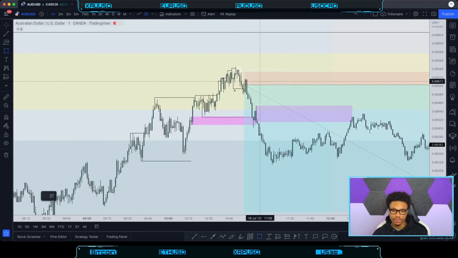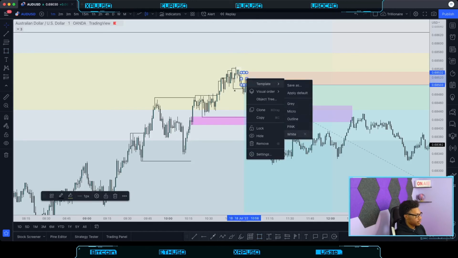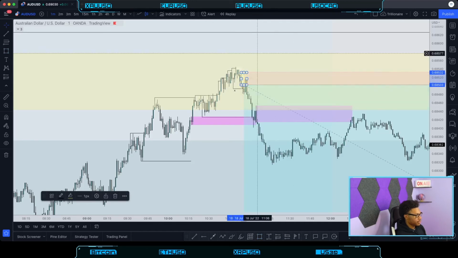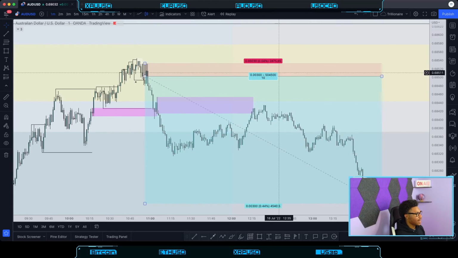We took an entry here, let's just make this gray for the time being. We took an entry here once price tapped back into the supply that was responsible for flipping our demand, which is here, after giving us a failed reaction and not being able to create higher highs. Risk on this trade was about 3 pips.